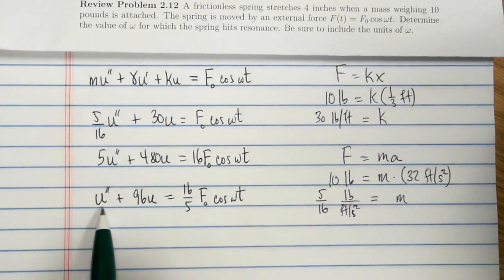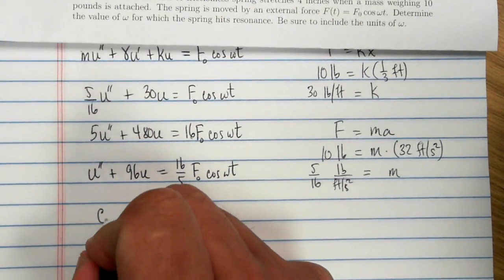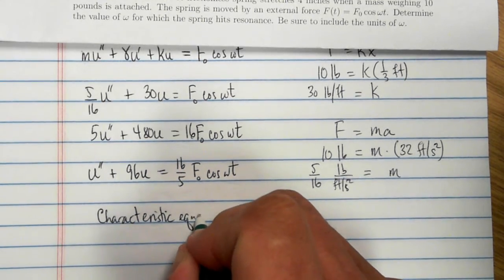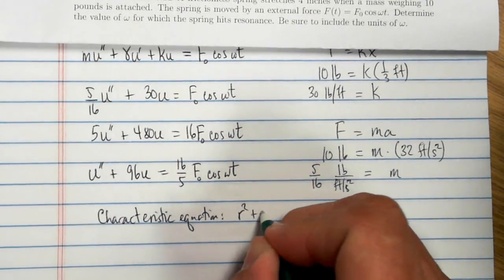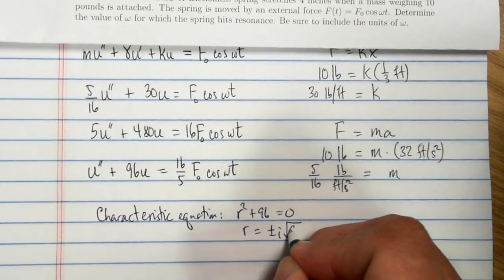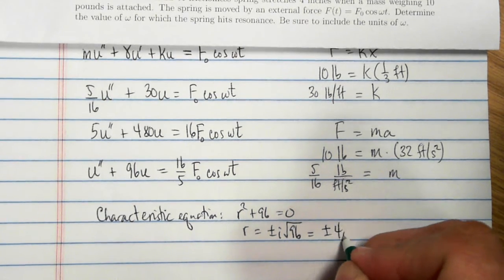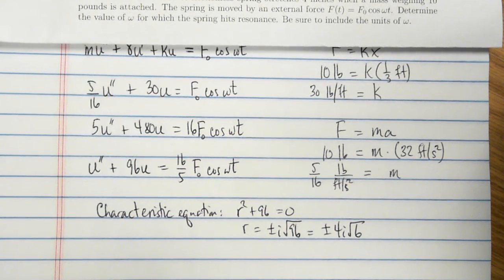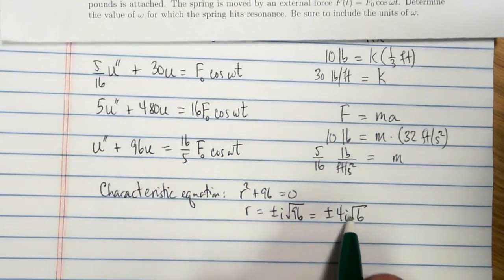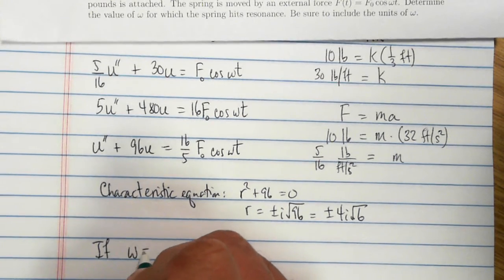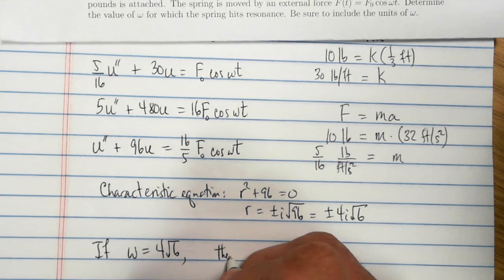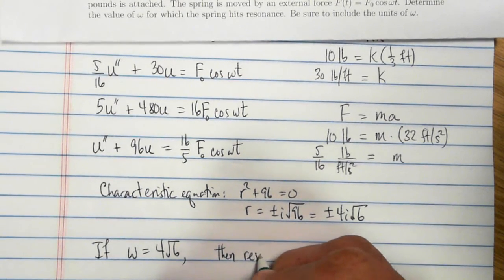Okay, so let's find the roots of the characteristic equation. The characteristic equation will be r squared plus 96 equals 0. And so the roots will be plus or minus i times the square root of 96, or plus or minus 4 times i square root of 6. Okay, so that basically allows us to answer the question. So there's the root, and so if omega is equal to 4 square root of 6, then resonance occurs.